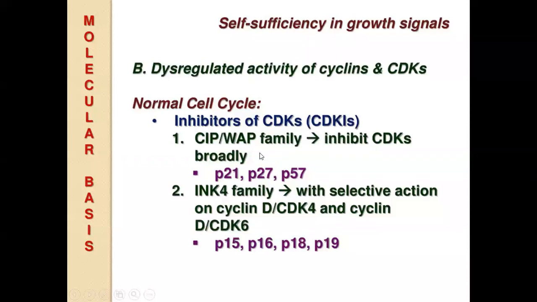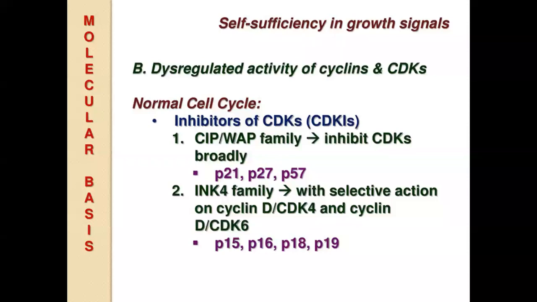In normal cell cycles, there are inhibitors of CDKs. These are the SIP or WAF family. This inhibits the CDKs broadly. Do you know why we call it cyclin? Cyclin is named so because they are cyclically synthesized during different phases of the cell cycle, and their degradation is also cyclic. Cyclins work together with, as well as activate, CDKs.